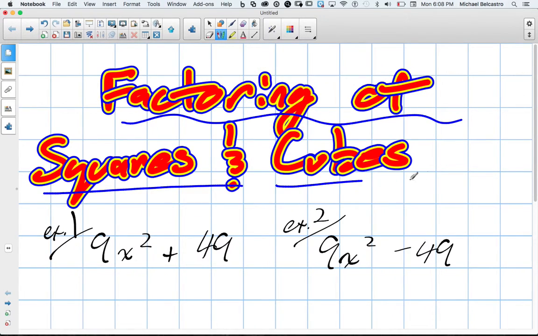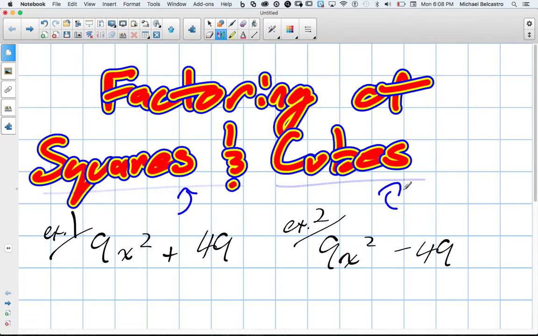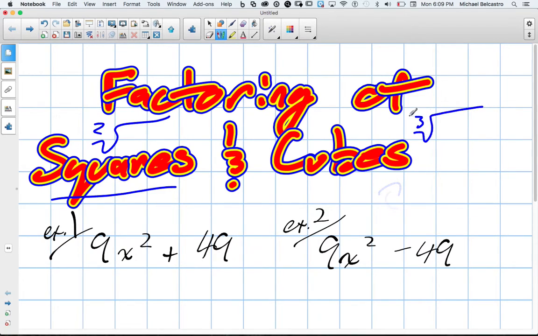Factoring of squares and cubes. So the first thing we want to do is essentially establish when we can factor things that are squares and things that are cubes. In order to tell if something is a square, we're looking for values that can be square rooted. Things that are cubed, we're looking for things that could be taken apart by the root of 3 with whole number values.